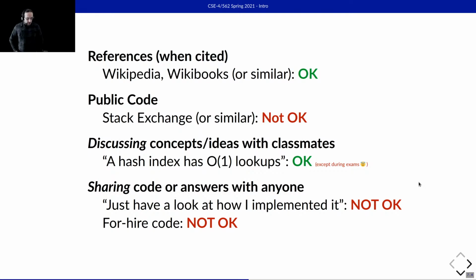Now just to make that a little more precise, what do I mean? What is okay? What is not okay? References in general are okay. Things like Wikipedia, Wikibooks, in general, as long as you are citing your sources and as long as the question that you're being asked to answer isn't literally spelled out in the source, this is okay. Code, on the other hand, is not.